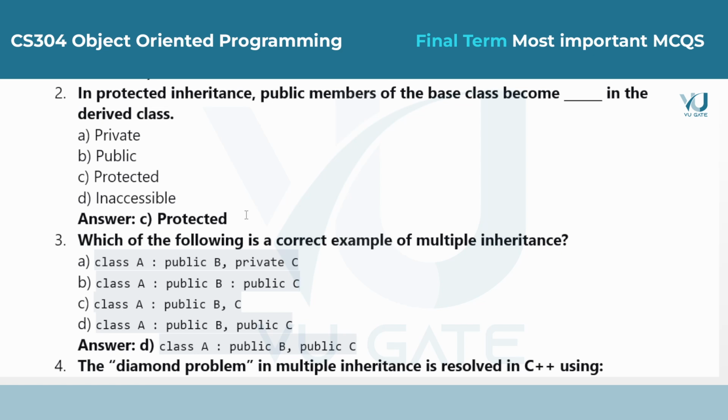Q3. Which of the following is a correct example of multiple inheritance? Answer. D. Class A, public B, public C. Explanation. In multiple inheritance, a single class inherits from more than one base class, separated by commas.